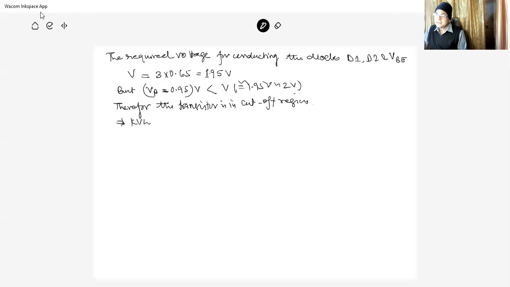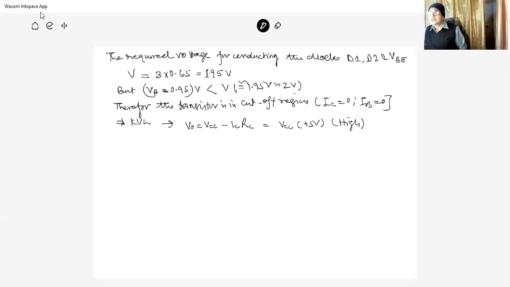KVL says this V output is equal to VCC minus IC RC, and if it is cut off, then IC is equal to 0 because IB is equal to 0. So this value is VCC, that is plus 5 volt, and it is high. So if any one of them is 0, then this case will be high. So the output will be high.